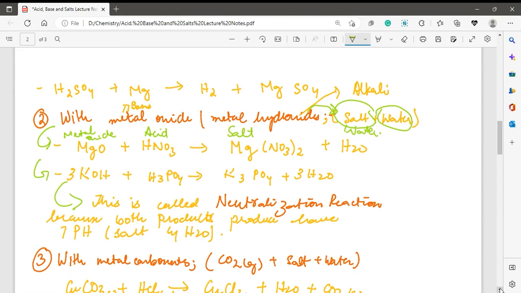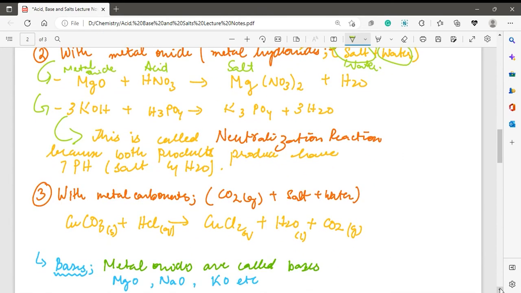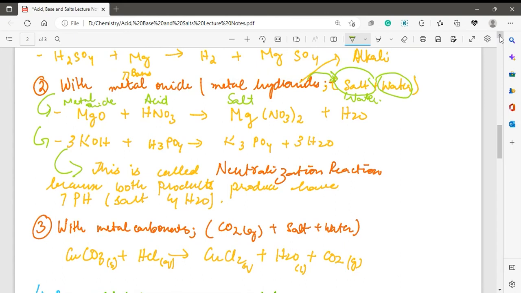Now the last reaction of an acid is the reaction of an acid with metal carbonate. Whenever a metal carbonate reacts with the acid, it produces three compounds. The first one is a gas, which is carbon dioxide gas. It always produces a particular gas, which is carbon dioxide gas. The second compound is salt, and this salt is also a soluble salt, and the last thing is water.